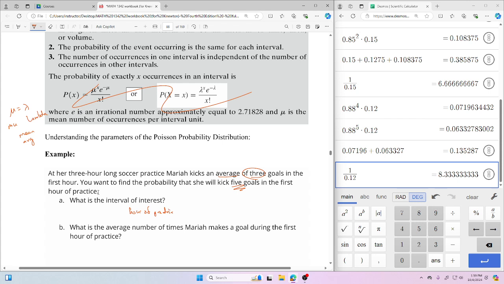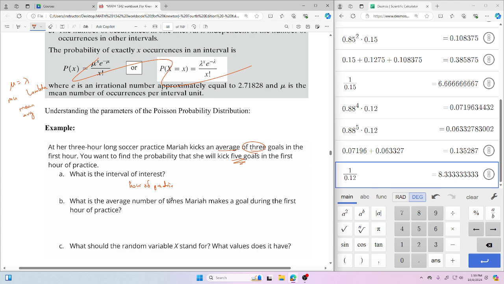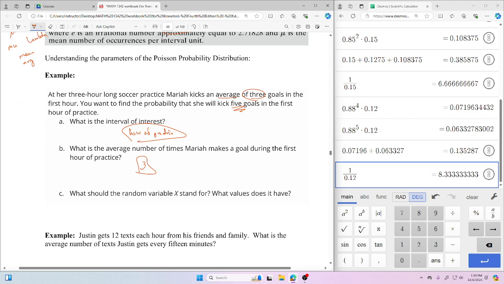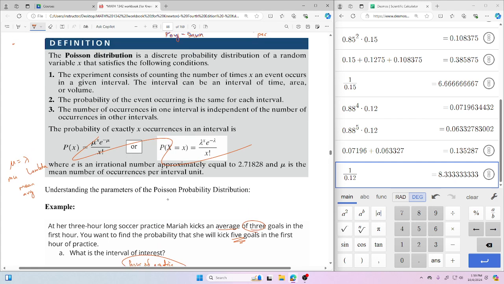That's why I want to go to the homework, to see what they're wanting to do there. What is the average number of times during the first hour? They just said it. It was 3. So 3. That was easy, I guess. What should the random variable x stand for? Why are we not doing math? That's fine. So if you read back up here for a second, I think they talked about x for a whole second. Oh yeah, x.